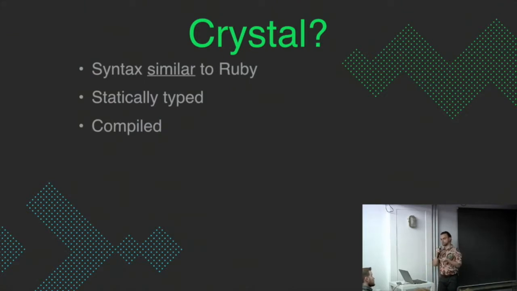So we have the third thing, Crystal is compiled. Compiled is good because if you compile an application to binary code, it's usually much faster than languages like Ruby or Python, which are interpreted.